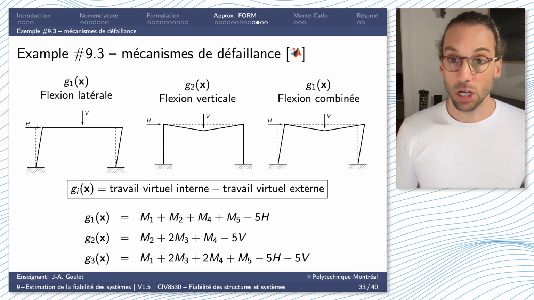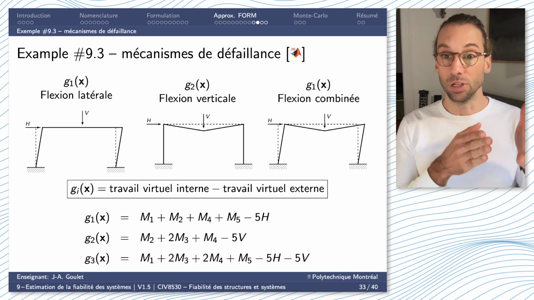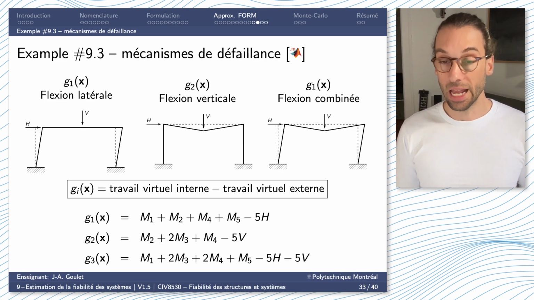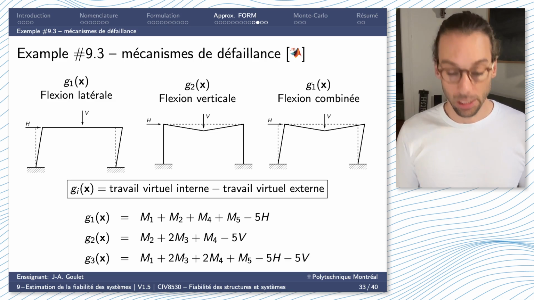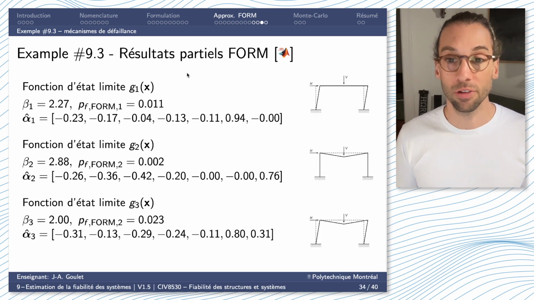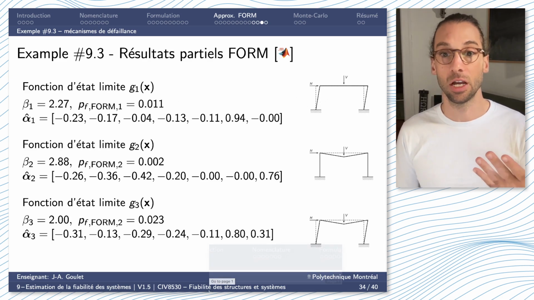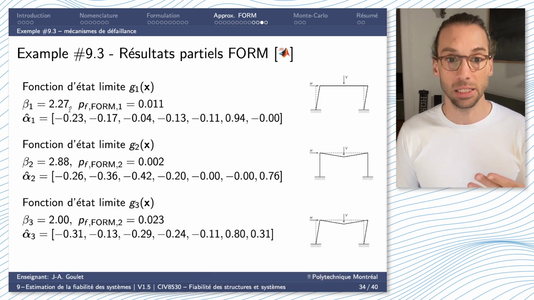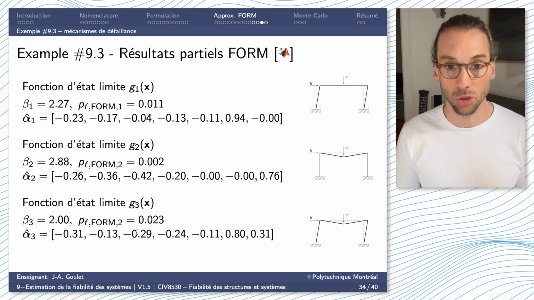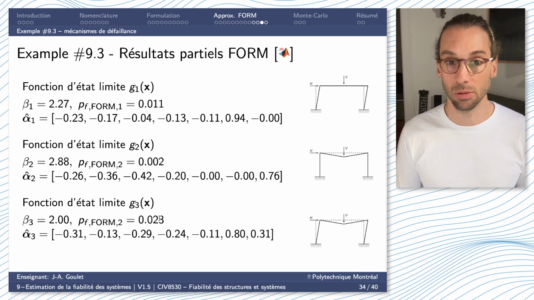So if we want to consider the system reliability for these 3 possible failure mechanisms that may or may not occur simultaneously, we want to do a FORM analysis for each of them. We use the same thing we saw in module 6. We do a FORM analysis. This is going to be beta 1, beta 2, beta 3, PF1, PF2, PF3. We see that the third one is the most likely, 0.023. Then it's going to be mechanism 1, then mechanism 2.